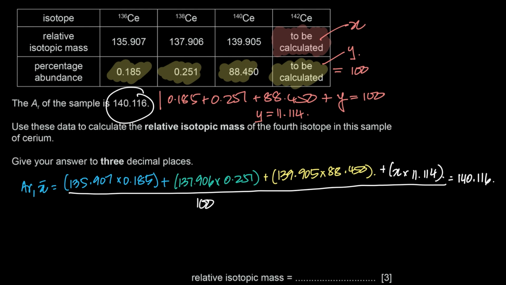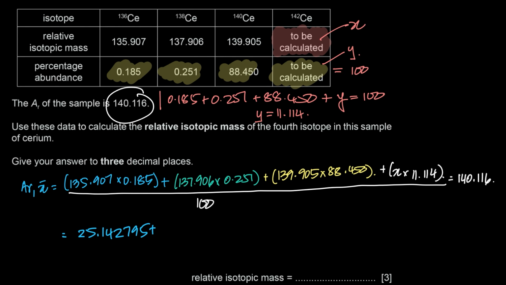Let me just do the math right now. So if I take a calculator, the blue value, which is 135.907 painfully times 0.185, is a lot of math. It's 25.1427... So let me write it down first. 25.142795. Now since they want the answer to 3 decimal places, you could have done the math to 4 decimal places and then rounded off. But it is also fine to just do the whole answer and then round it off at the end. It's just that there's too much to write.